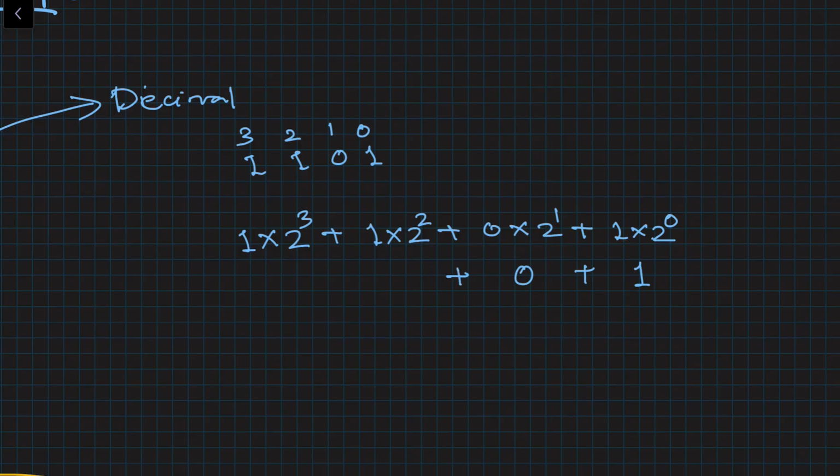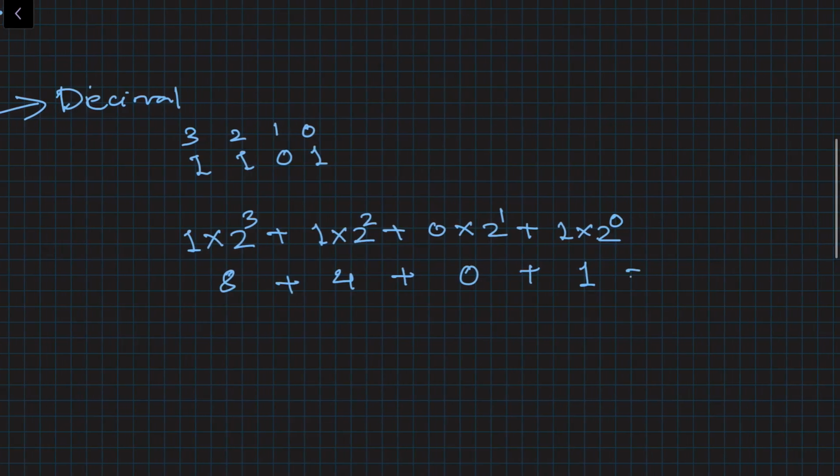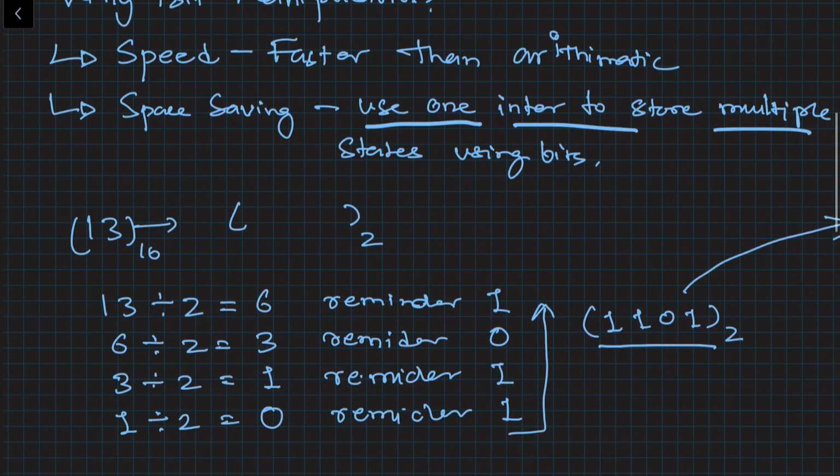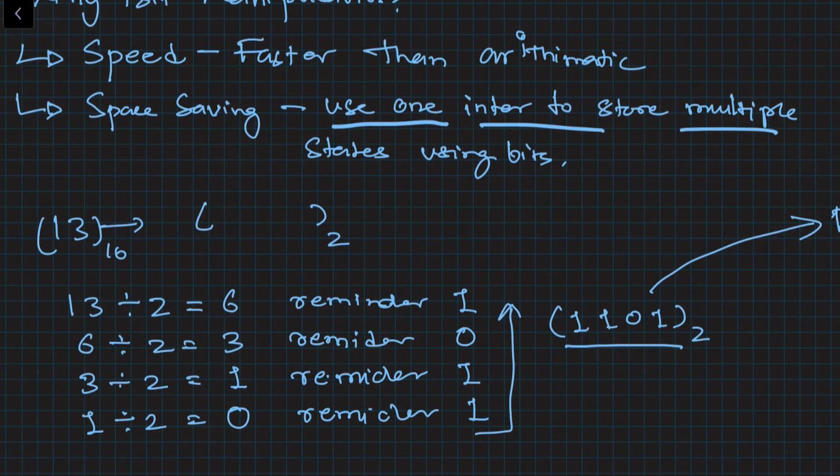2 to the power 2 is going to return us 4. And here 2 to the power 3 multiplied by 1 is going to return us 8. So if we sum up all these values, we get our decimal value, which is 13 of base 10. So this is how we convert a decimal to a binary and a binary to decimal. I hope you understand this much.